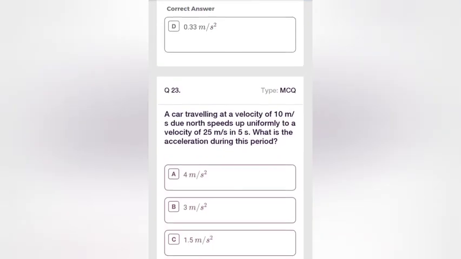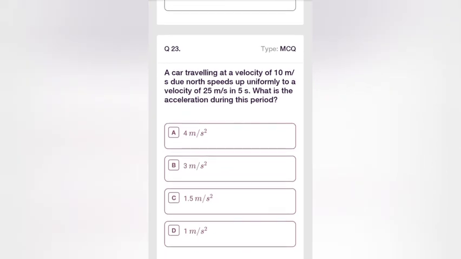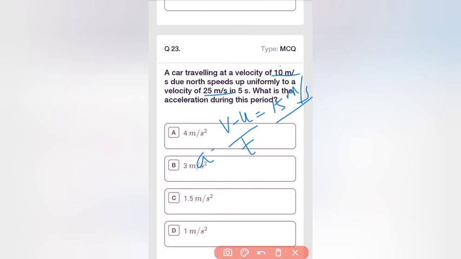A car traveling at a velocity of 10 meter per second due north speeds up uniformly to a velocity of 25 meter per second in 5 seconds. What is the acceleration during this period? So 10 to 25, that means 25 minus 10, it's going to be 15 meter per second divided by the time. What is the time here given? 5 seconds. So we get 3 meter per second square. That will be the acceleration. Option B is the correct answer.